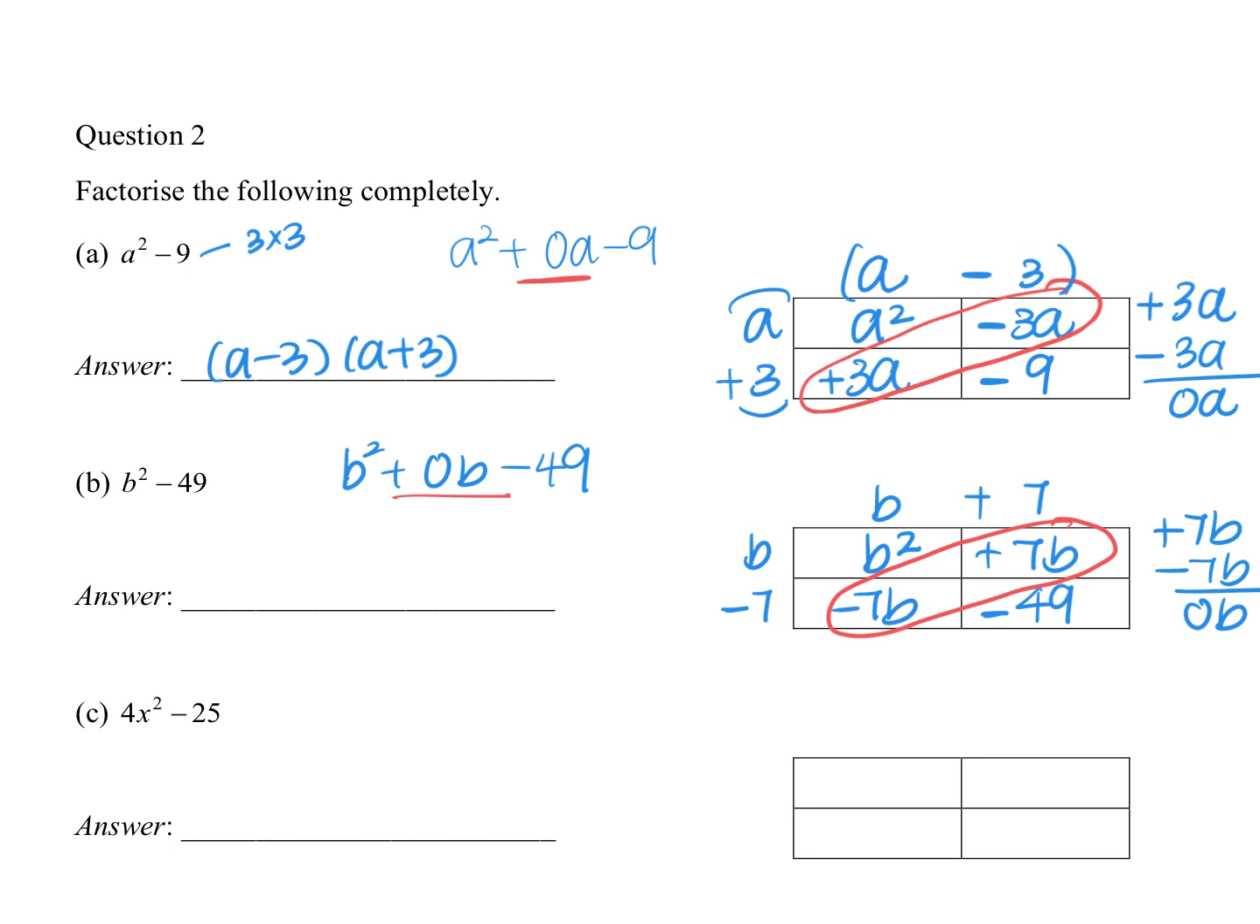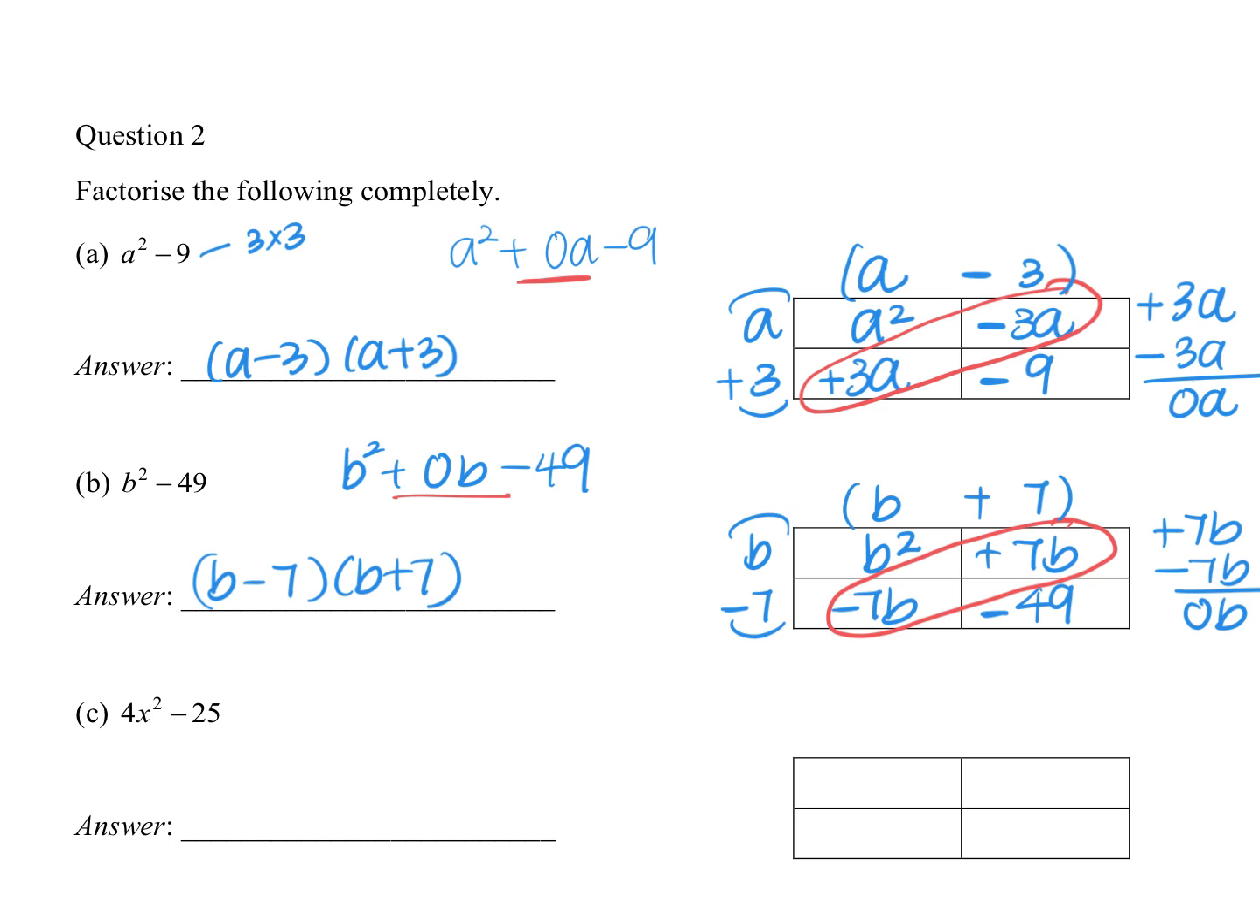Okay, so then I will have my 2 brackets. This one will be b minus 7. The other one b plus 7. Okay, you can write it the other way around also. It's still correct, as long as you make sure you have 2 signs, 1 plus, 1 minus.